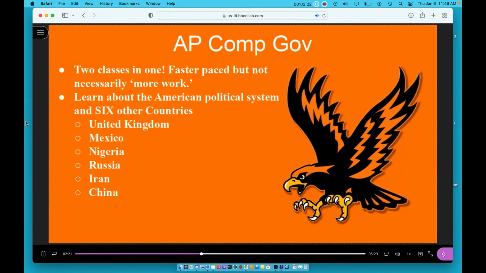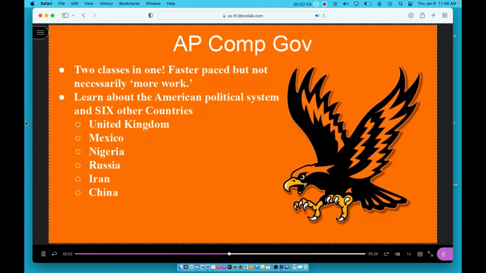Now AP US Government, the one class I just spoke about, is a year-long course. So you spend the entire year going over those 5 units. AP Comparative Government is basically 2 classes in one. The first semester is AP US Government, where you learn about the American political system. But in the second semester, you're learning about 6 other countries and their political systems. So I always like to say it's definitely 2 classes in one.